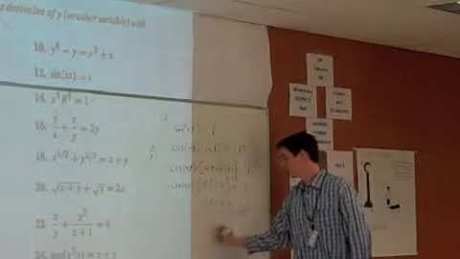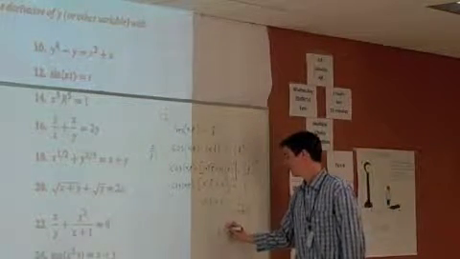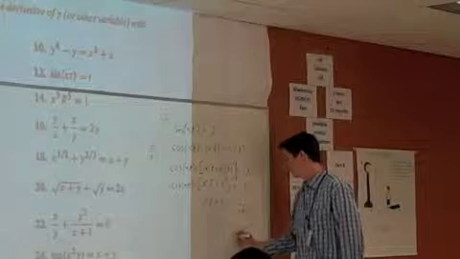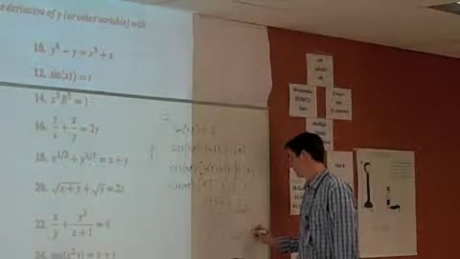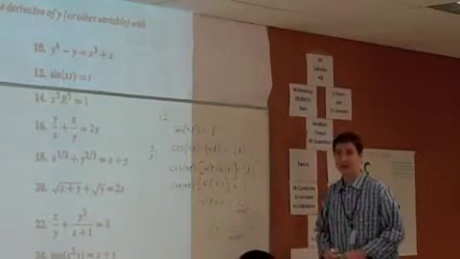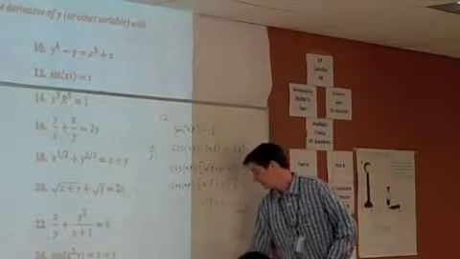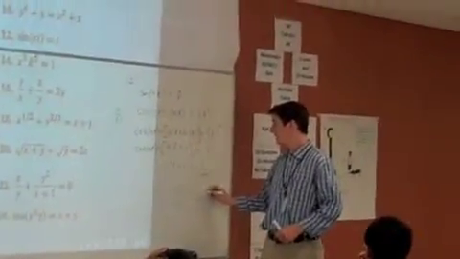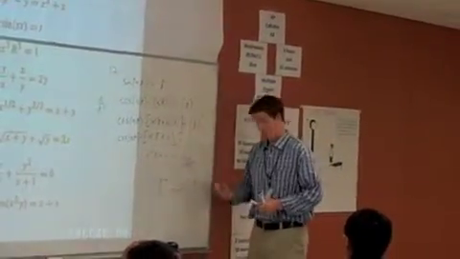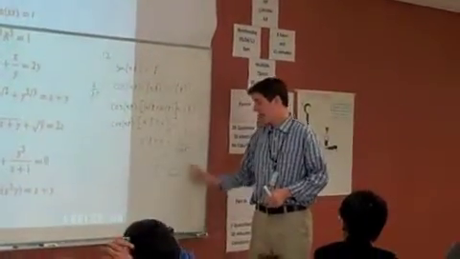Subtract x. And now I'm going to divide everything by t. Divide by t, divide by t. Divide by t is the same as multiplying by the reciprocal, so that's the same as times 1 over t.